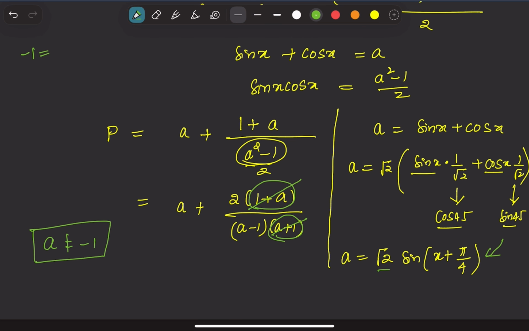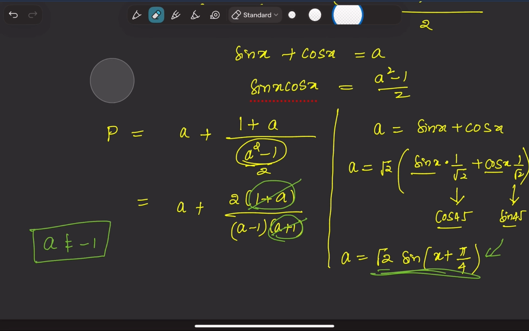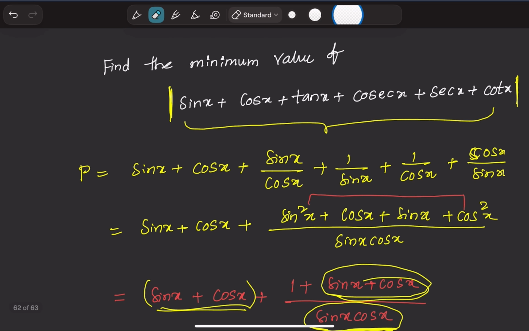So from here you can write minus 1 by root 2. From here I am writing simply sin of x plus pi by 4. So x plus pi by 4 will simply be equal to minus pi by 4. So this is sin of minus pi by 4. So x is minus pi upon 2, which is minus 90. Alright. So if you put minus 90 here, the tan function is not defined. Yes or no? The tan function is not defined. So it will approach infinity.